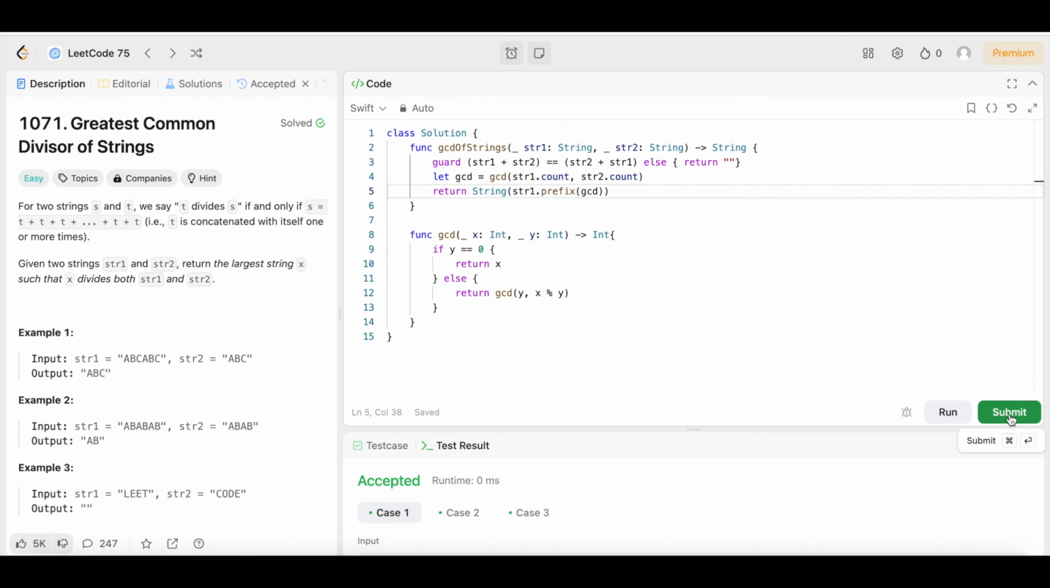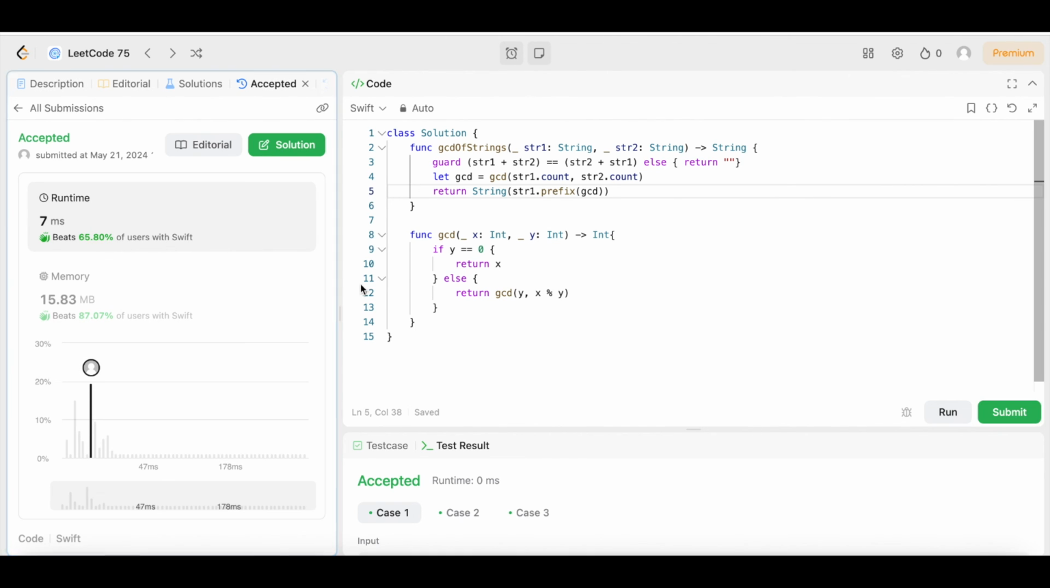Now let's see what that does for us, guys. Let's run it and see what we get. And there it is, guys. We beat 65.80% of users at Swift, 7 milliseconds. Not bad for day 17. I will see you guys tomorrow.